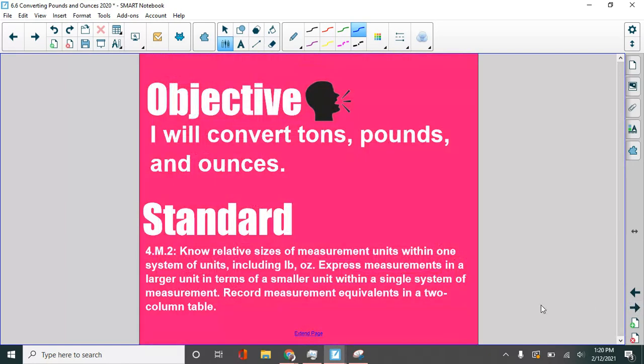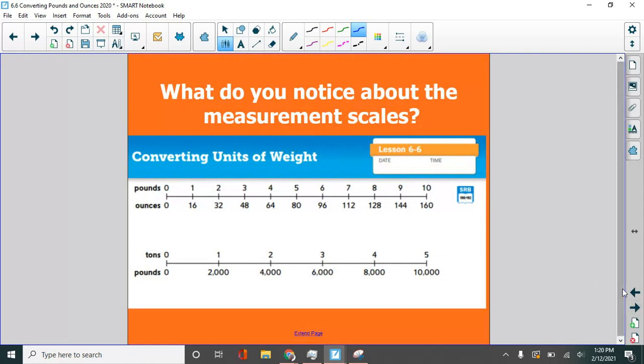All right, there's the goal. We will convert tons, pounds, and ounces. And in our standard here, you can see pounds and ounces. So that'll definitely be our biggest focus here. All right, measurement scales. What's something that you now notice about this measurement scale?